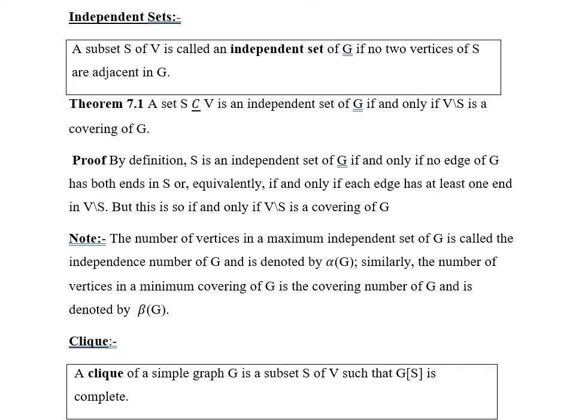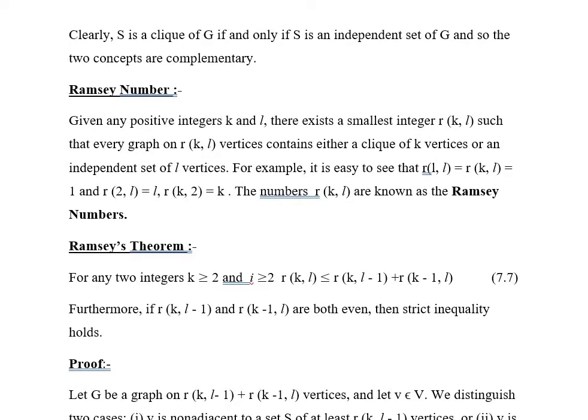A clique of a simple graph G is a subset S of V such that the graph formed by S, which is denoted as G of S, is complete. Clearly, S is a clique of graph G if and only if S is an independent set of the complement of G, and so the two concepts are complementary.